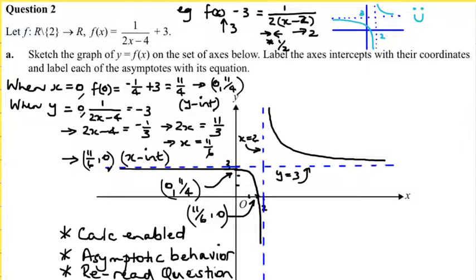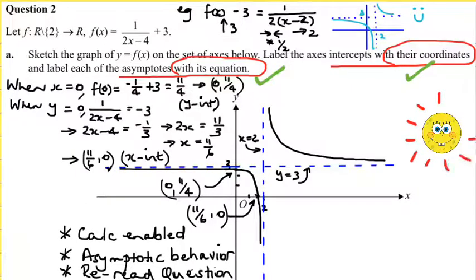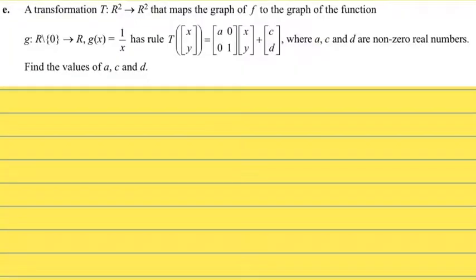And having done everything that we think we need to do, we better reread the question and make sure we've done everything they asked. Yes, they asked for the intercepts with their coordinates. Did we do that? Yep. And did we write in the equations of the asymptotes? Yes, we did. I think that's pretty good. Yeah, we are. All right, so that looks like that part of the question is done. Now let's go for matrix paradise.